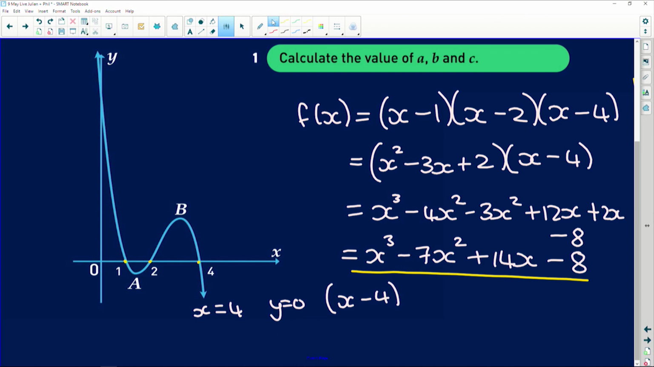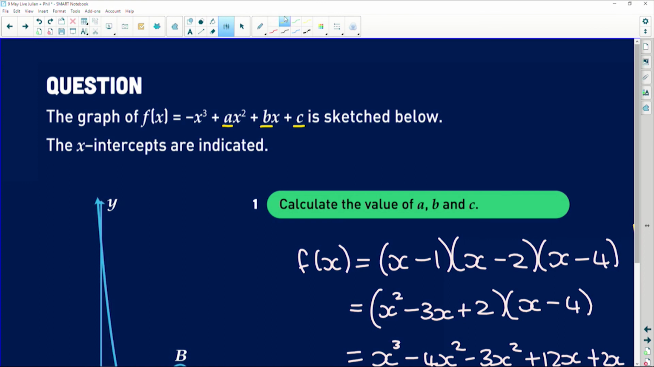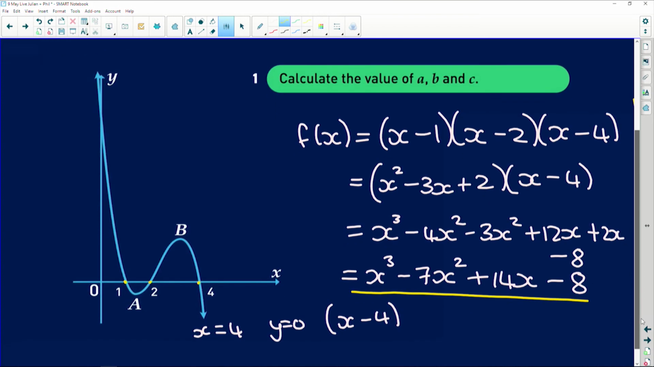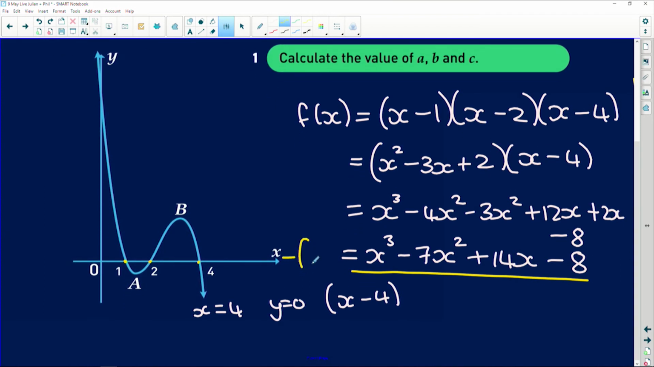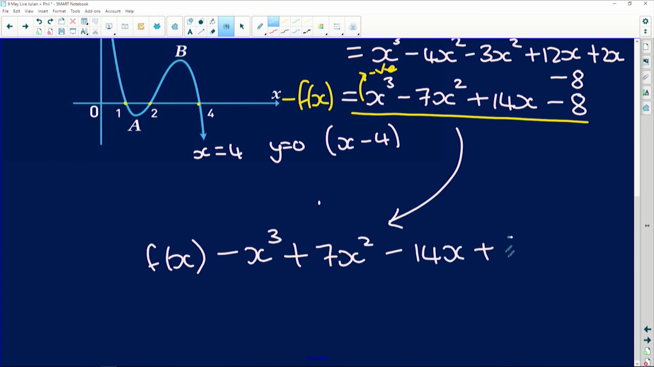But guys, there's something wrong here, because this is essentially a reflected function, since the leading coefficient of x cubed here is positive. We've now found the equation of negative f of x. So in order to get a negative coefficient, we need to multiply the whole function by negative. That means the function is given to us as negative x cubed plus 7x squared minus 14x plus 8.